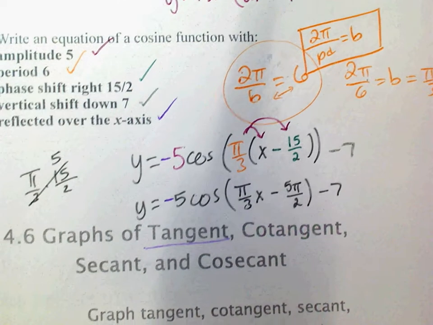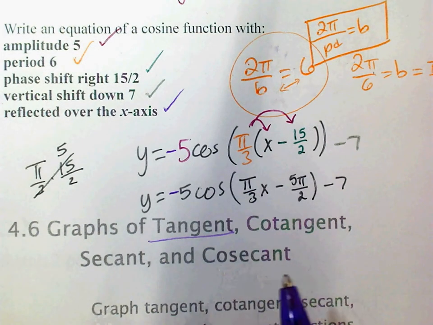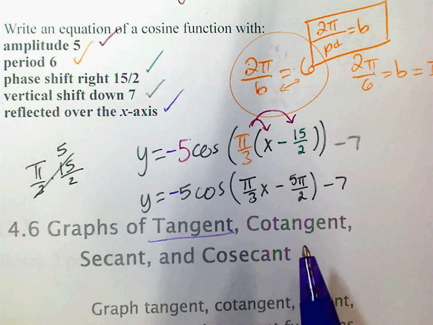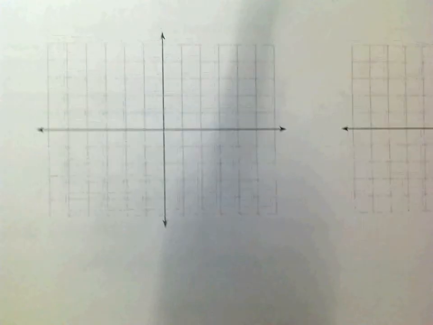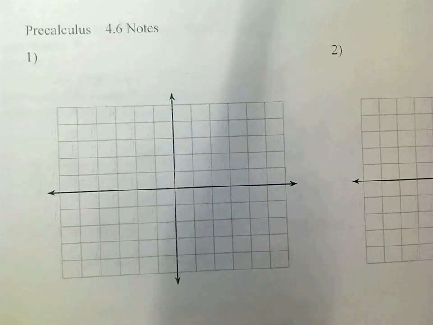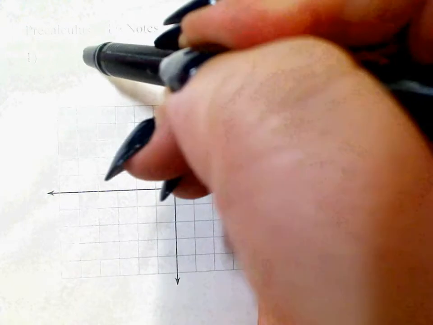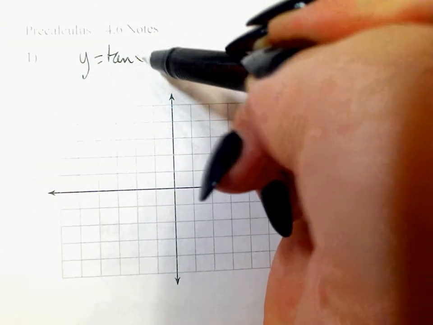So you should have your notes page. Jordan, can you hand me one? Okay, thank you. I'm going to attach your notes page, guys. For this first graph, what I want you to do is write down y equals tangent, or tan x. And go ahead and get your unit circle out.